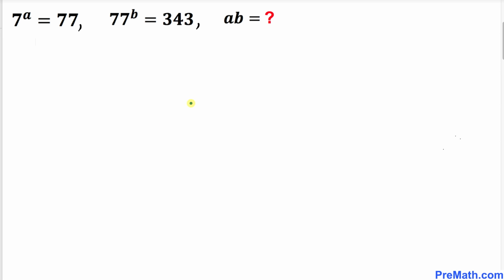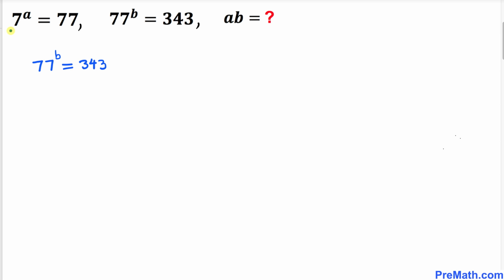So let's go ahead and get started with the solution. Here's the very first thing we are going to do. Let's focus on this equation, 77 power b equals 343. Here I have copied it down. Now let's focus on this base 77.